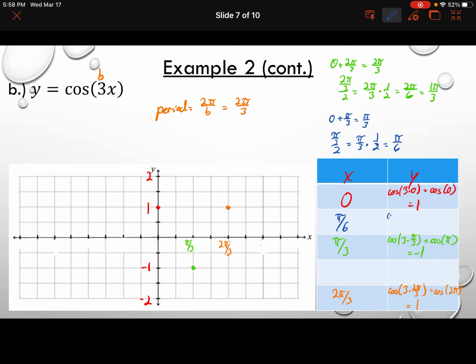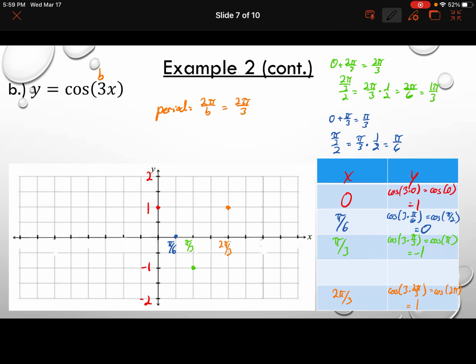So we have cosine of 3 times pi over 6. So that gives us cosine of 3 pi over 6. And 3 pi over 6 is the same thing as pi over 2, because 3 over 6 is just 1 over 2. So we have pi over 2. All right. So pi over 2 on the unit circle. Okay, so it'd be at the top edge. And we're looking at the x value since it's cosine. So it'd be 0. So at pi over 6, we have a point at 0.